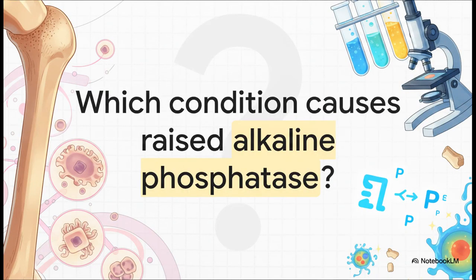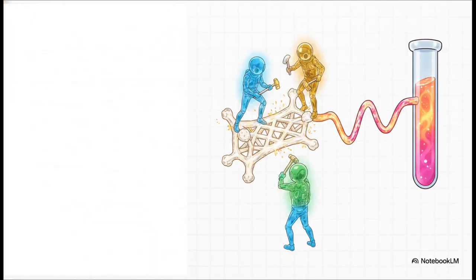Next up, in which of the following conditions is alkaline phosphatase raised? A, osteoporosis, B, metastatic breast cancer, C, osteopetrosis, D, hypervitaminosis, or E, none of the above? The answer is B, metastatic breast cancer.